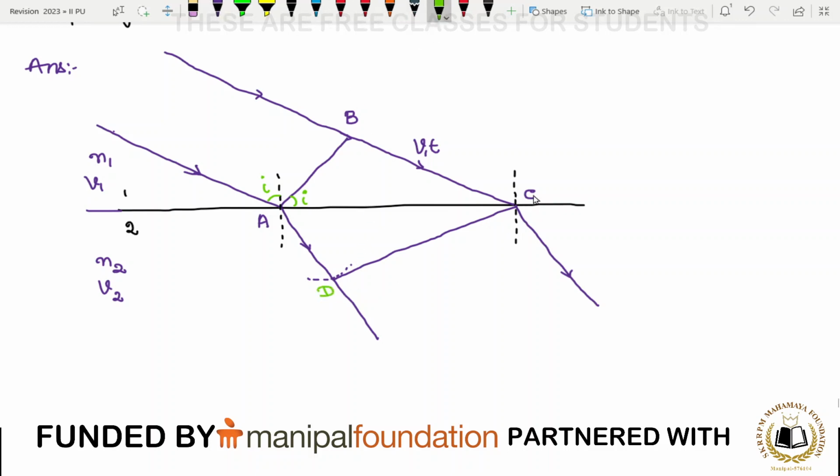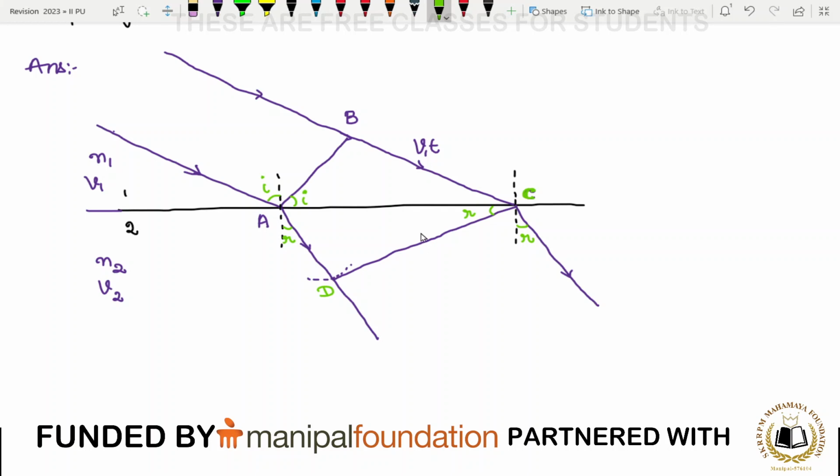Now this CD is known as what? CD is known as refracted wavefront, and this angle here is R. If this angle is R, here also becomes R itself. This angle becomes R. So all the namings we are done there. So just we start our derivation now.